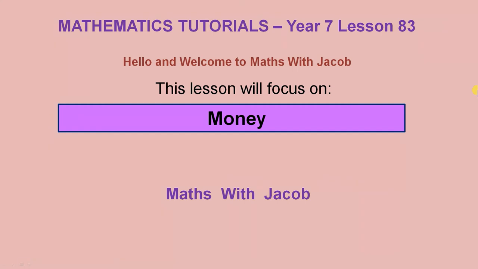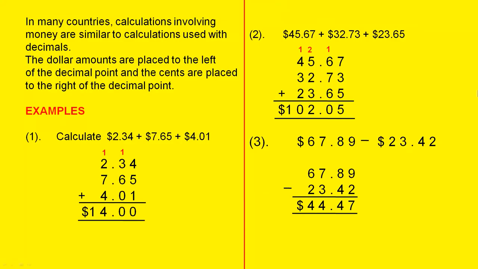This lesson will focus on money. In many countries, calculations involving money are similar to calculations used with decimals. The dollar amounts are placed to the left of the decimal point and the cents are placed to the right of the decimal point. Let's see a few examples using some of the operations and see how this works.